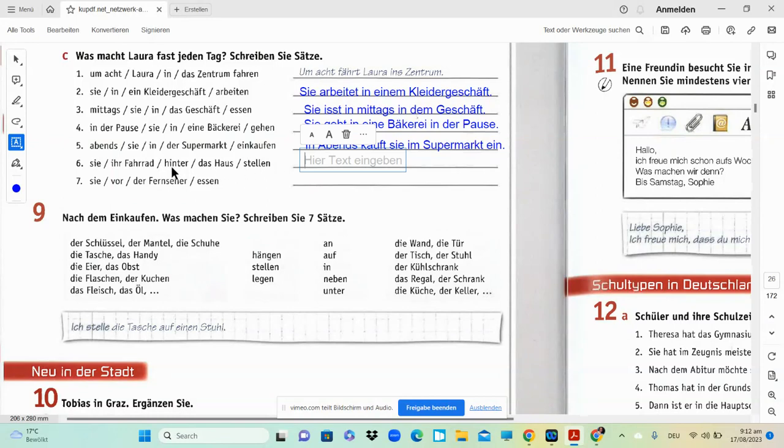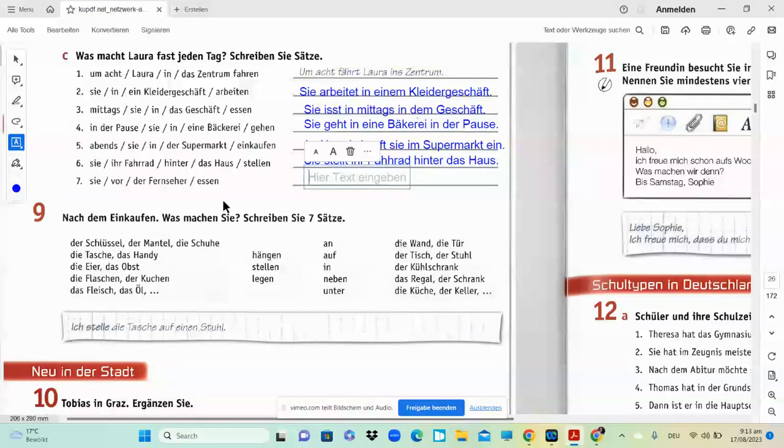Okay, now sie ihr Fahrrad hinter das Haus stellen. So she keeps her Fahrrad behind the house. Now she's keeping it, right? So whether it's motion or just a pause without any action, sie stellt, she's keeping it, right? Ihr Fahrrad. So a lot of practice of your previous topics. Hinter das Haus.